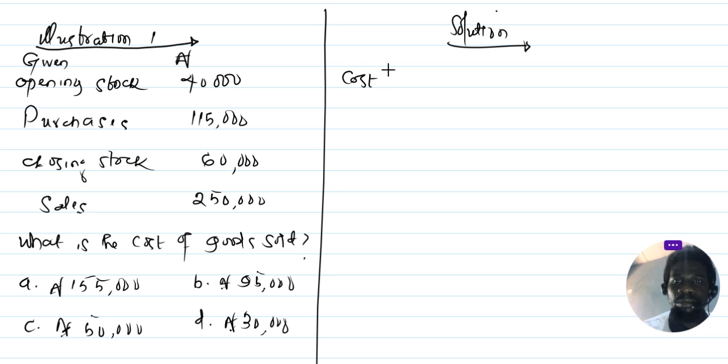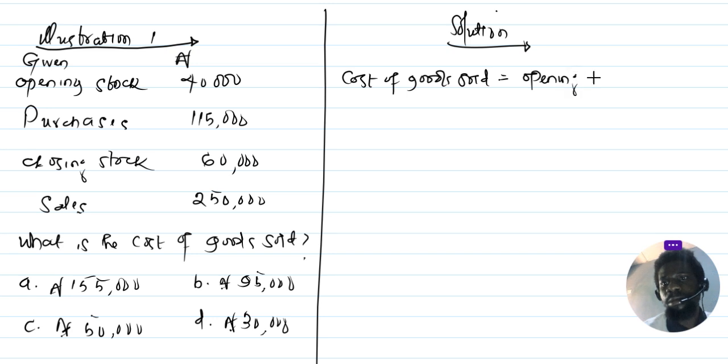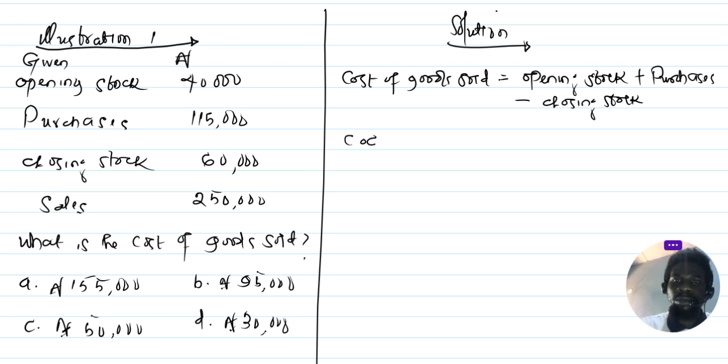So the cost of goods sold equals opening stock plus purchases minus closing stock. If we remember this formula, we can solve what we want to solve. Now, the cost of goods sold is equal to our opening stock from the question, which is 40,000 naira, plus purchases, which is 115,000, then minus closing stock, which is 60,000.